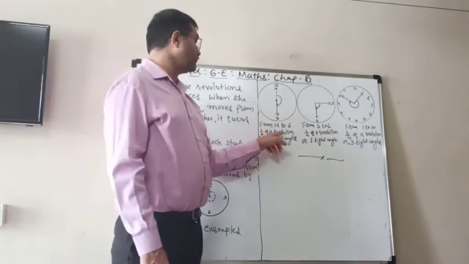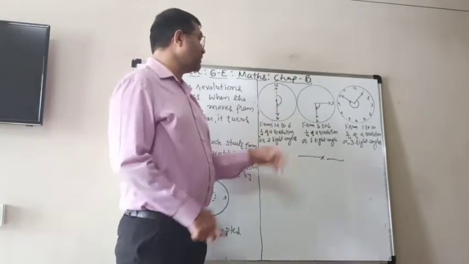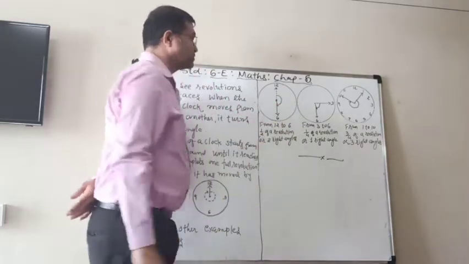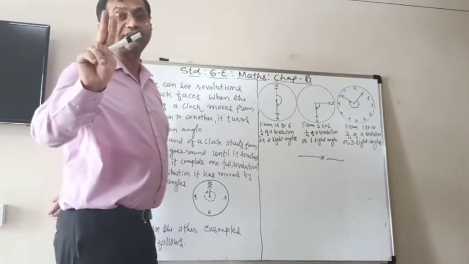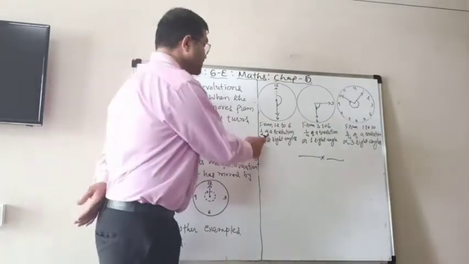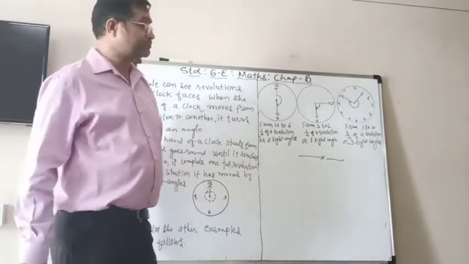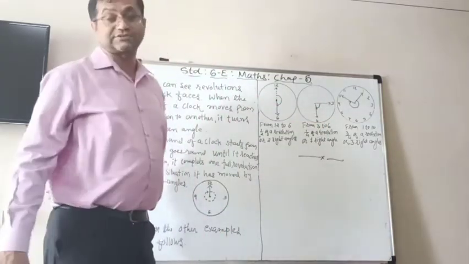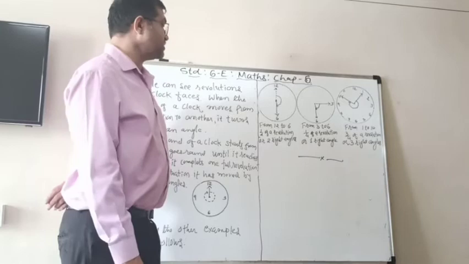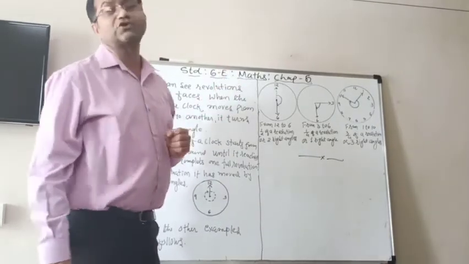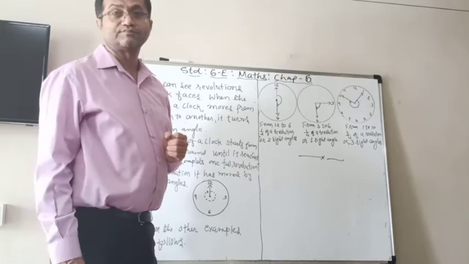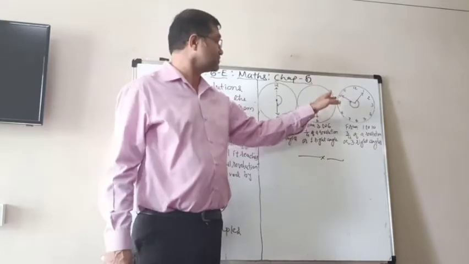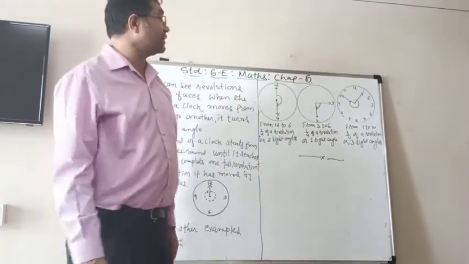So it is half of a revolution or 2 right angles, because if it is coming to 3, then it is 1 right angle, and from 3 to 6 another right angle. So 2 right angles make a straight angle, or you can say it is half of a revolution. Similarly, if it is starting from 3 and going clockwise to 6, it is 1/4 of a revolution, only a quarter part, or only 1 right angle.